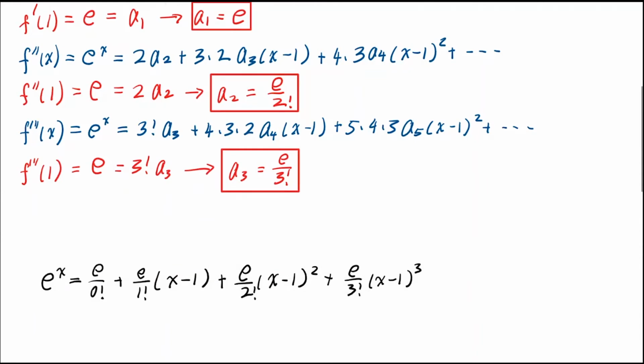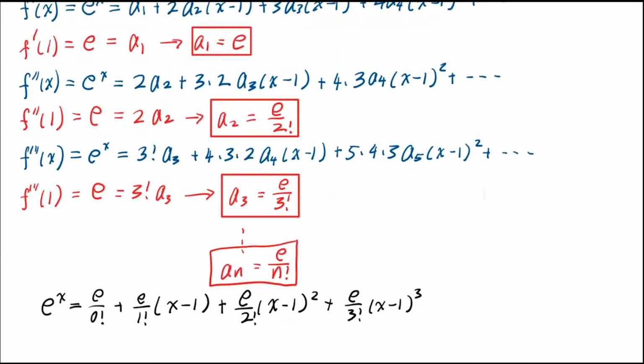But we can see now what a_n is, right? Dot, dot, dot. a_n should be e over n factorial. We see that pattern, eh? How about that? Good.